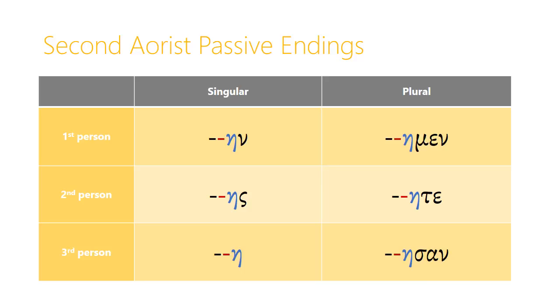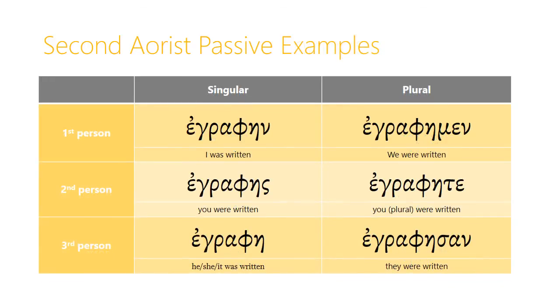As you can see, the endings are going to be the same, except that we're lacking the theta. So in the first person singular, the second aorist passive ending, instead of thane, is just going to be ane. Instead of thes, second person is going to be es. Instead of the, third person is going to be e. Instead of themen, emen. Instead of the, ete. Instead of thesan, esan. And so let's look at how that works with all of the forms of grapho in the second aorist passive. The first person singular will be not agraphthane, but agraphane.